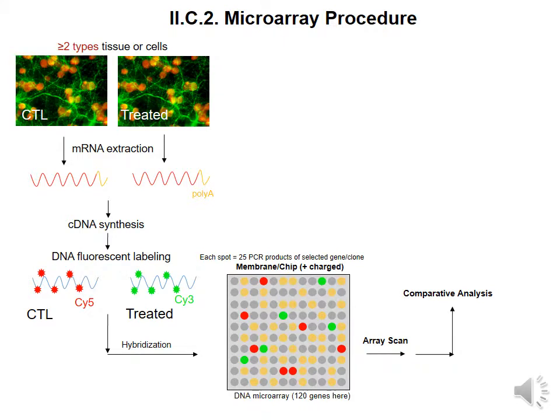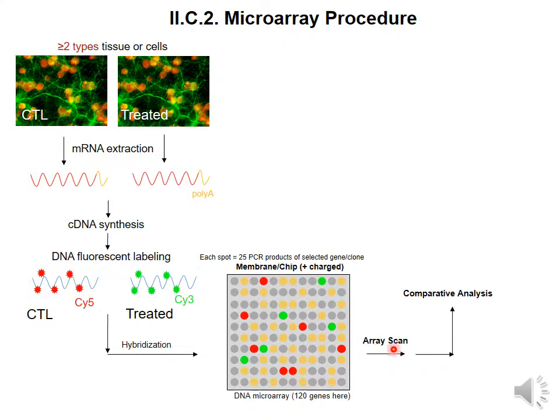So in the case of the green spots, it means that in the treated sample, the expression of those genes is higher than in the control sample. In the red spots, this means that that particular transcript is highly expressed in the control sample compared to the treated. And then all the yellows are transcripts that are equally expressed in both conditions.